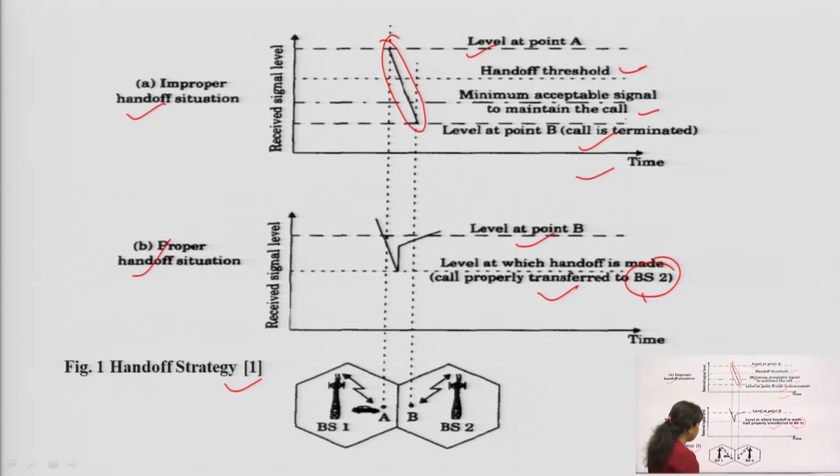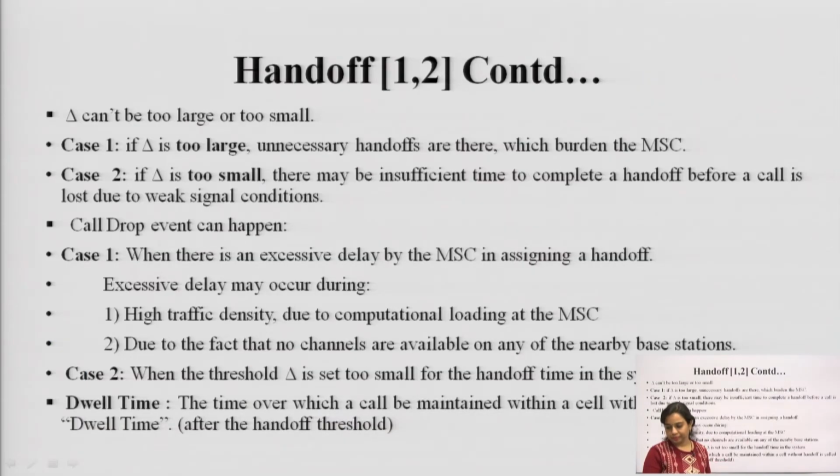So, in this diagram, this is cell number 1, the parent cell, and this is the visiting cell, and the control signals have to be transferred from base station 1 to base station 2, and this is the whole procedure that goes on. So, in the second case the proper handoff has taken place.